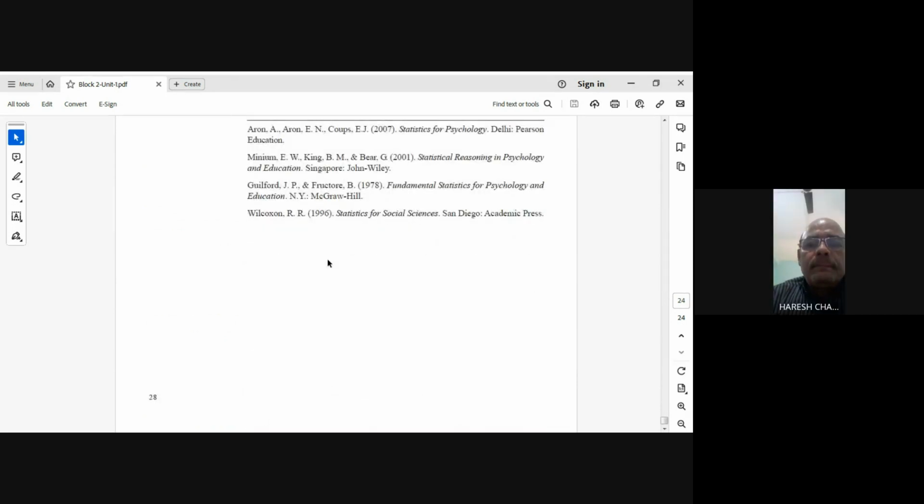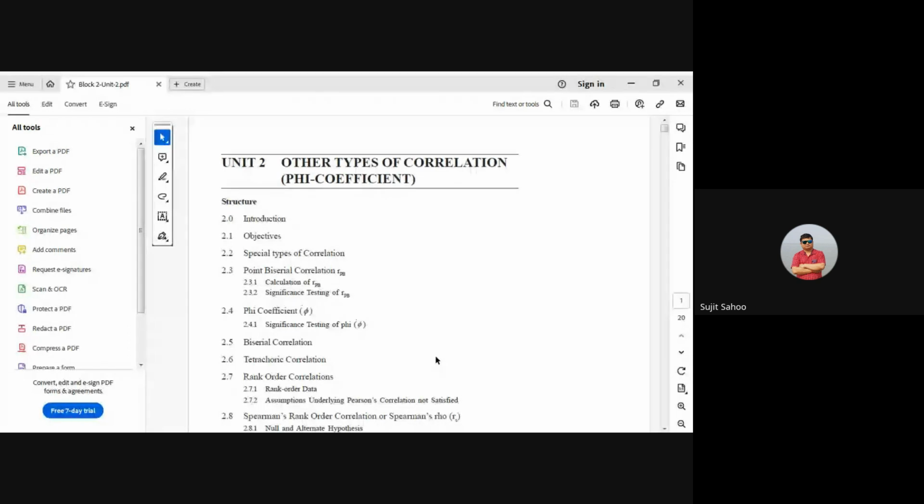Now this unit is over, unit 1. Now let's go for the other unit, block 2, unit 2, what it is. Other types of correlation.